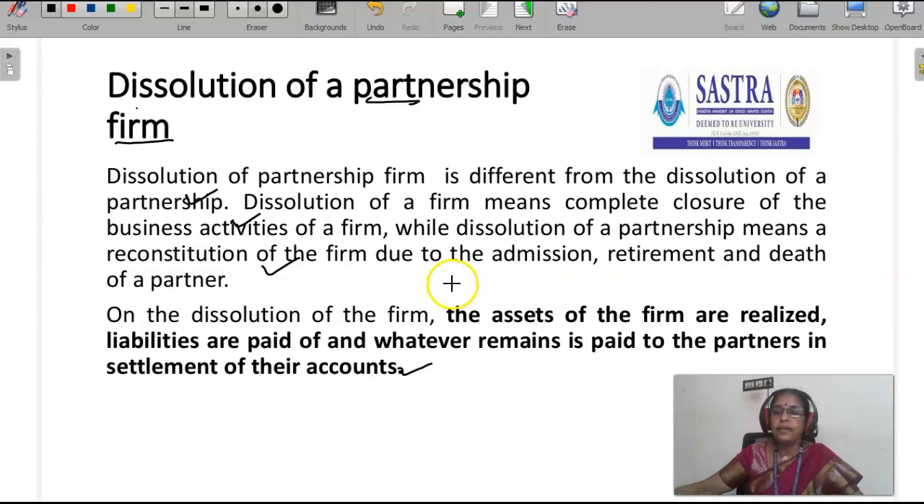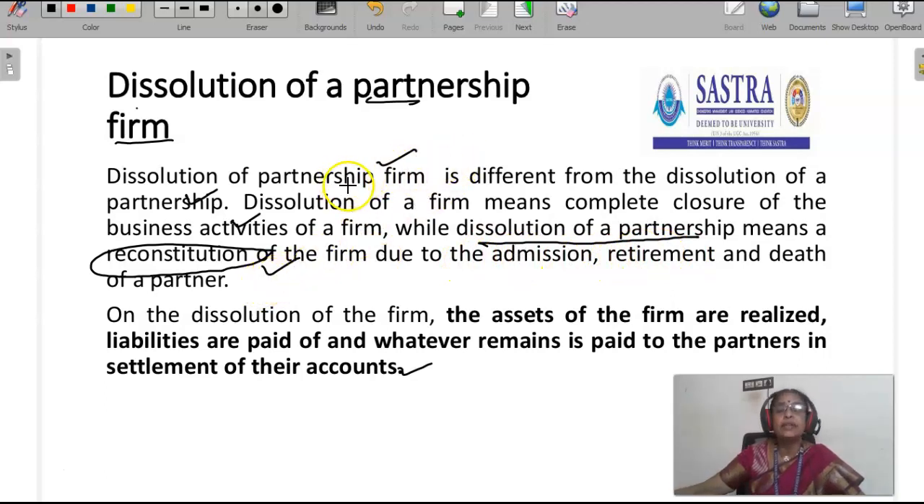First, you must know the difference between the dissolution of a partnership firm and the dissolution of a partnership. So far we have seen admission, retirement and death; these all come under the category of dissolution of partnership. They just reconstitute the firm and continue their business. They change the profit sharing ratio, capital structure, and revalue the business assets and liabilities. The business will not be affected by the admission, retirement and death of a partner.